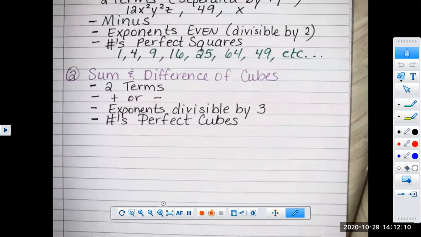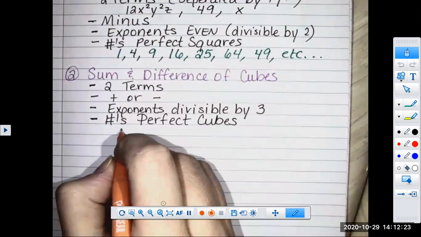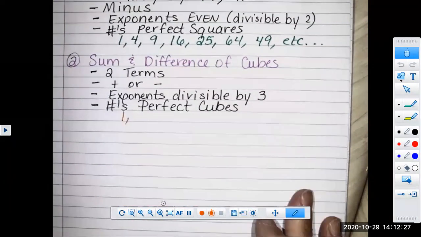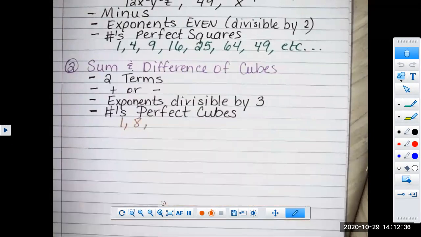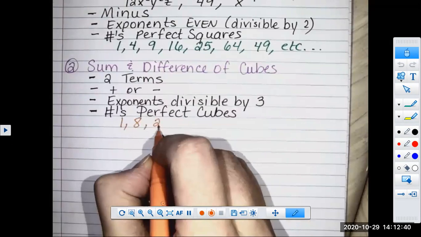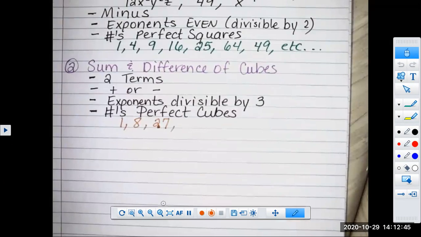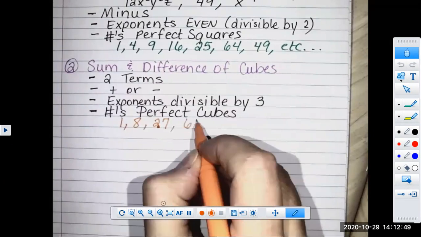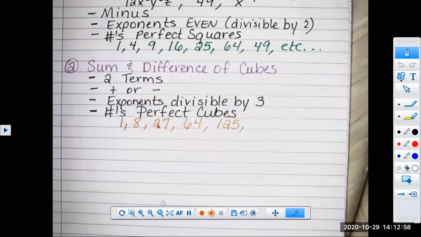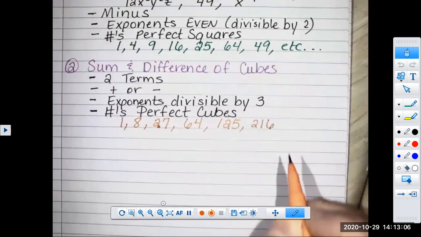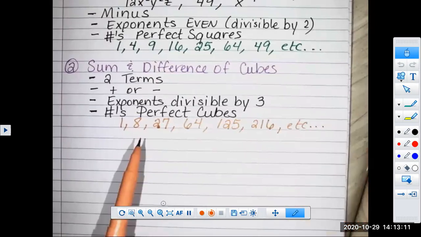Guys, you don't have to write this next part down. Well, hang on. Yeah, maybe write this part down. I'll talk about the calculator in just a second. Okay, let's talk about what numbers are perfect cubes. 1 to the third power is 1. 2 to the third power is what? What's 2 times 2 times 2? 8. What's 3 times 3 times 3? 27. What's 4 times 4 times 4? There you go. And then 5 times 5 times 5 is 125. 6 cubed is what? 216. And so on.